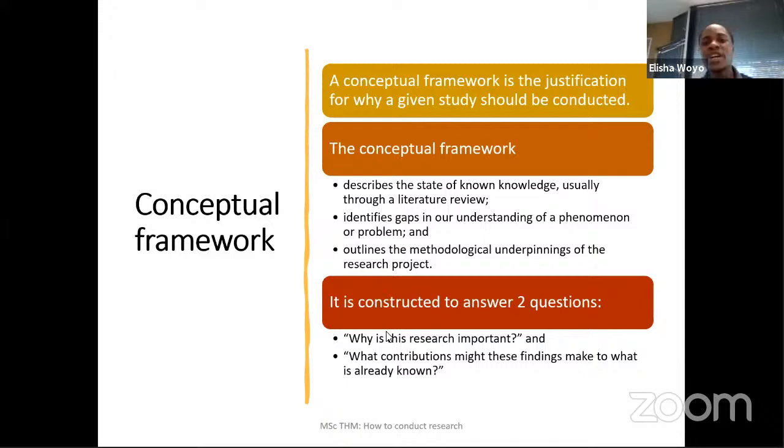We construct this framework to answer two important questions. Why is this research important? And what contributions might these findings make to what is already known? So we know that many people have written about word of mouth communications. We know that people have written about student satisfaction. But what we don't know is whether there is literature around the pathway of student communication, loyalty, and course experiences influencing word of mouth communications directly and indirectly influencing the re-enrollment intentions. So that is what it should help you to do.